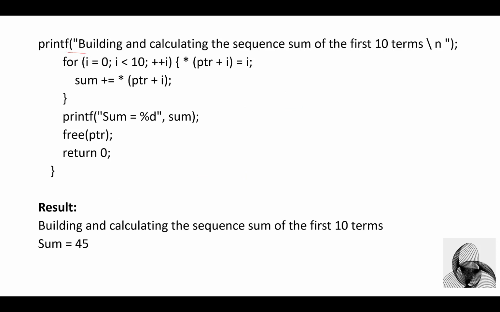Then after that, the printf function displays the message, building and calculating the sequence sum of first 10 terms. Then for loop: i is equal to 0, i is less than 10, i plus plus. And inside the body of the for loop, *(ptr + i) is equal to i, and sum plus equal to *(ptr + i). Compute the sum of all the integers. When this condition becomes false, control transfers out of this for loop. Then with the help of the printf function, display the value of sum.